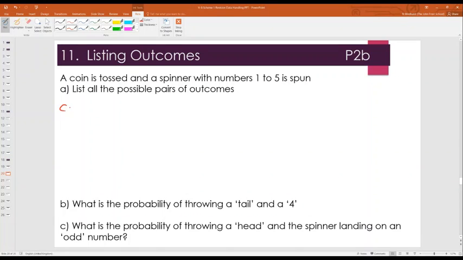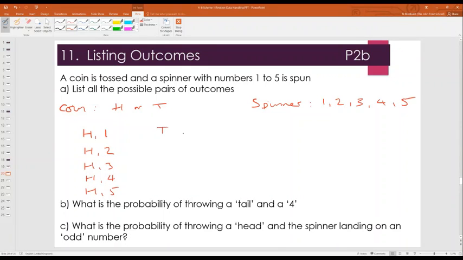So on the coin, there are 2 possibilities, aren't there? We can get heads or we can get tails. And on the spinner, there are 5 possibilities because it's the numbers 1 to 5. So 1, 2, 3, 4, 5. Okay, the best way to do this, in my opinion, would be start with all the possibilities that you could get with heads and then do the same with tails. So we could get heads and 1, heads and 2, heads and 3, heads and 4, and heads and 5.